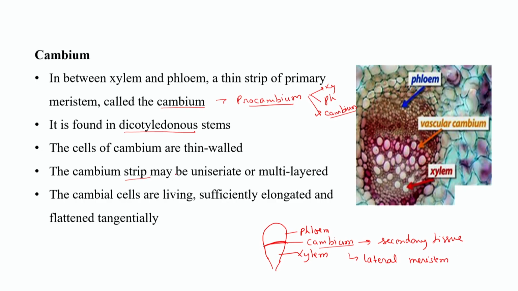Now, the cambium strips will be generally uniseriate. Generally it is a single layer, but sometimes a multi-layered cambium could also be observed. These cambium cells are living, okay, because they have the function of division, and they will be elongated and almost flat tangentially, meaning they will be elongated, but they will be flat on this surface.